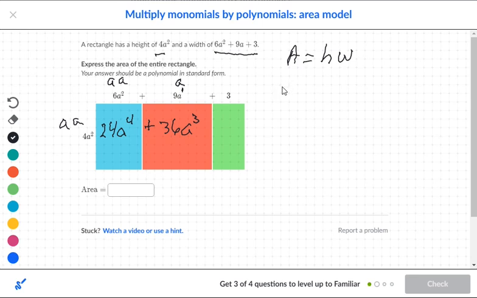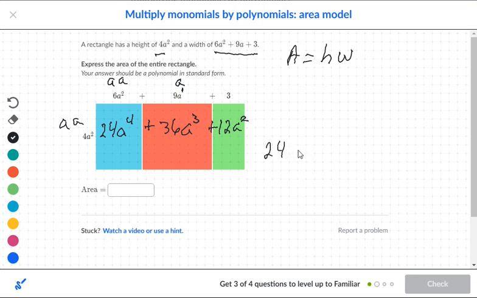So let's move on to the next one, the last one. 3 times 4 is 12. And then you have only 2 a's. The 3 has no a's, so this is going to stay at a to the 2nd. There is no sign here, so this is going to be a plus sign.